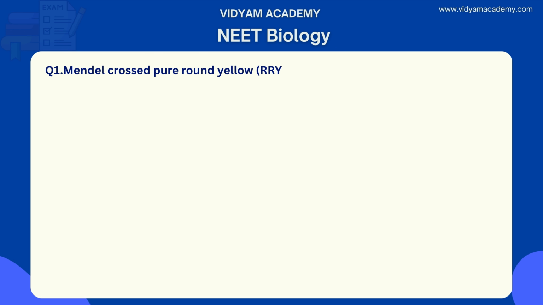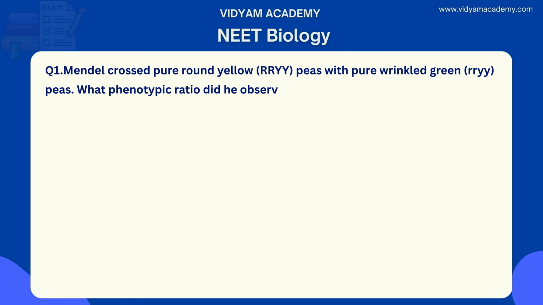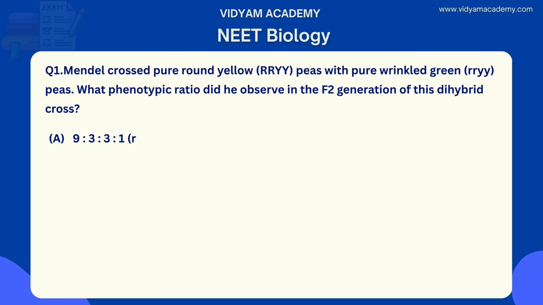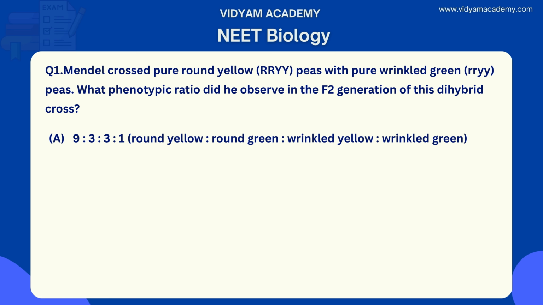The first question is, Mendel crossed a pure round yellow RRYY piece with a pure wrinkled green rryy piece. What phenotypic ratio did he observe in the F2 generation of this dihybrid cross? So here the options are: option A, 9:3:3:1, round yellow, round green, wrinkled yellow, wrinkled green.